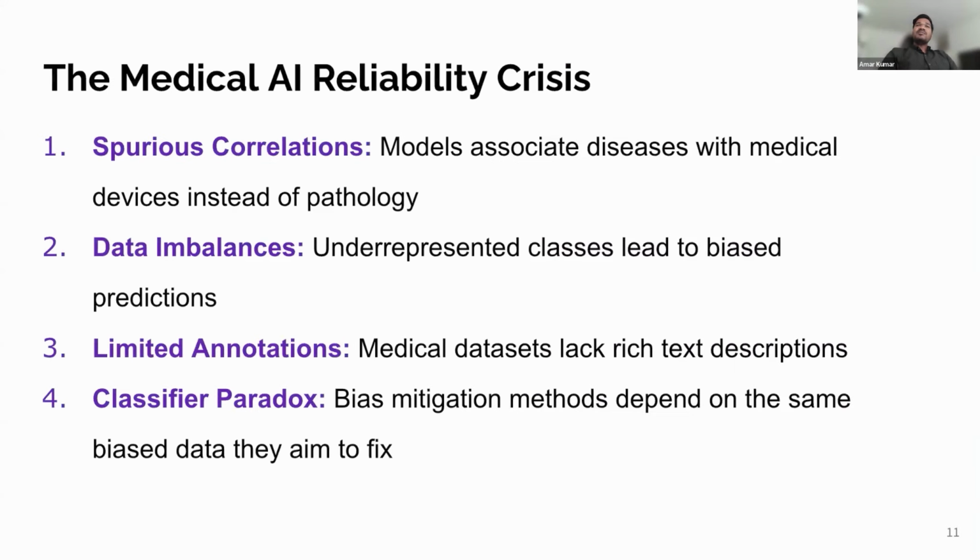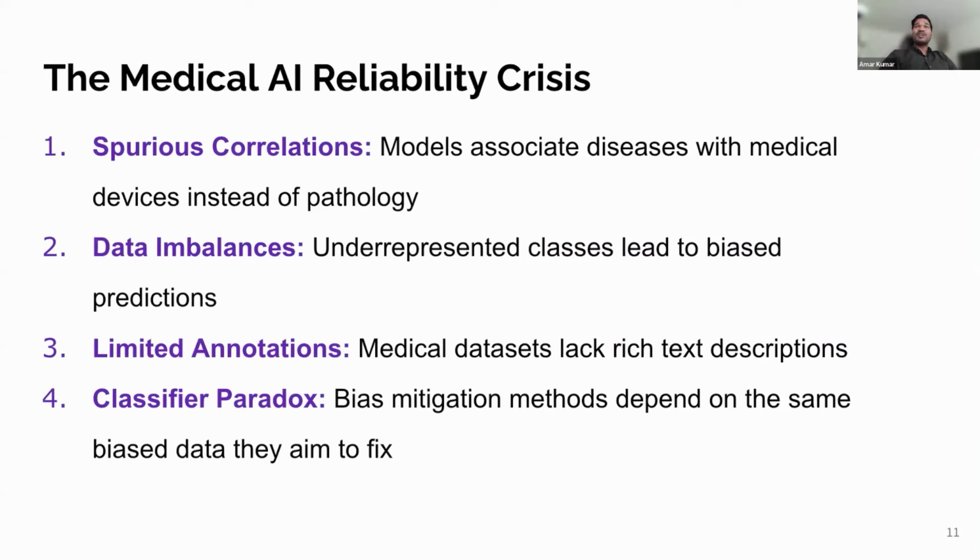So in terms of the medical AI reliability crisis, we have seen models that are deployed in different contexts, as I just mentioned. Some of the critical problems that we need to look at are, first, spurious correlations, where models, instead of looking at diseases, start looking at shortcuts. One such shortcut is they start looking at medical devices instead of pathology. There is a huge data imbalance, underrepresentation of data.